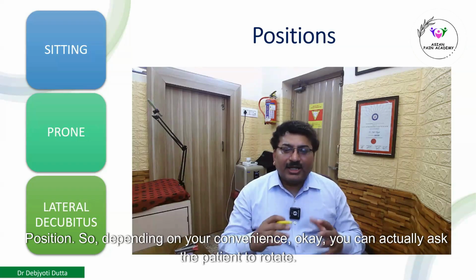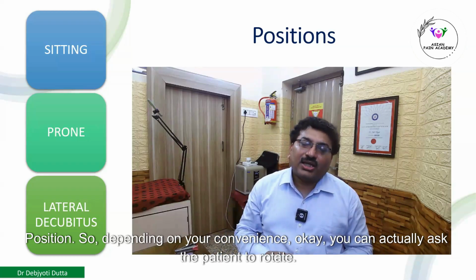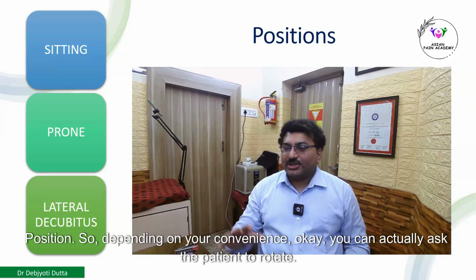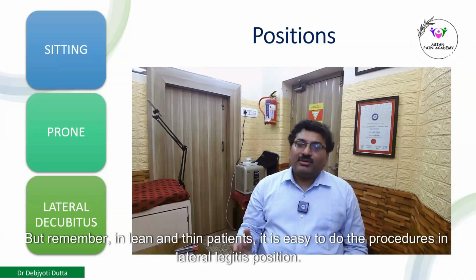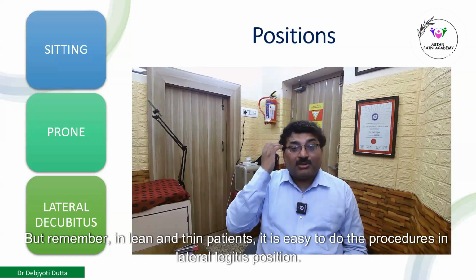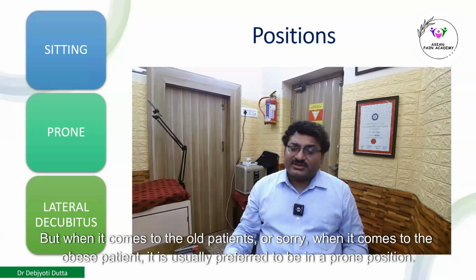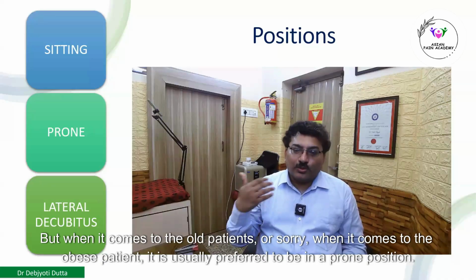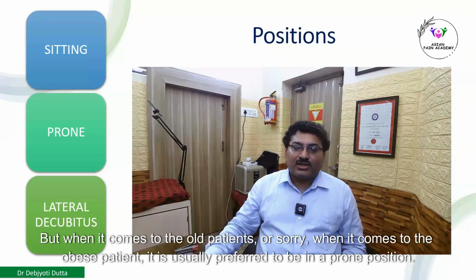So depending on your convenience, you can ask the patient to rotate. But remember, in lean and thin patients, it is easy to do the procedures in the lateral decubitus position. But when it comes to the obese patient, it is usually preferred to do it in a prone position.